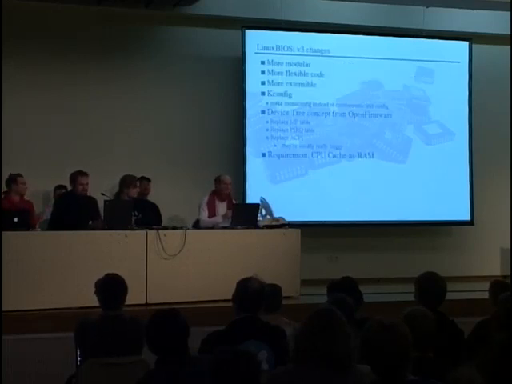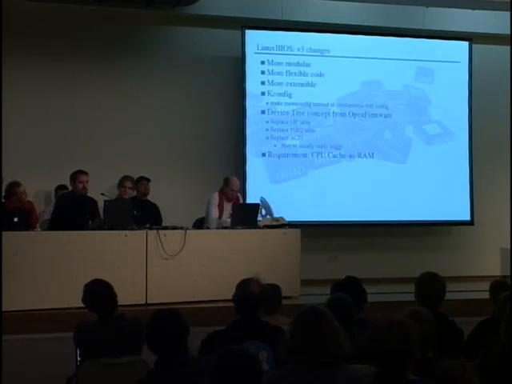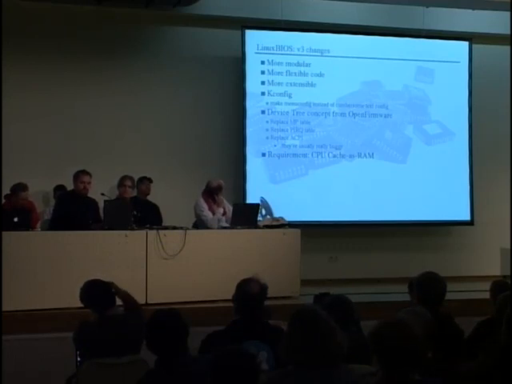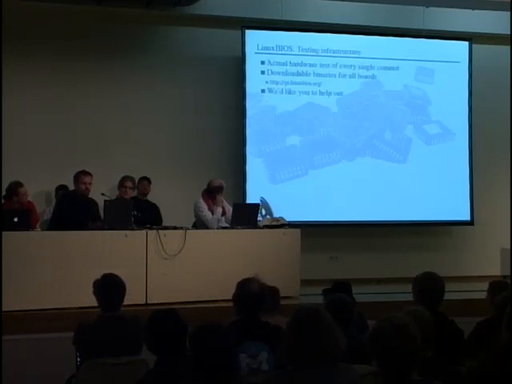All right, I'm going to speed up then. Version 3, it's more modular, it has more flexible code, it's more extensible, it uses Kconfig, which means you can do make menuconfig to set the options. For LinuxBIOS, you had to use text files before, it was a mess. We want to be legacy free to replace all the buggy tables and ACPI stuff that doesn't work anyway. V3 has a requirement that the CPU does cache as RAM for practical reasons.